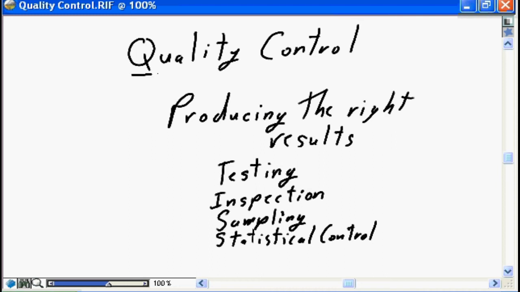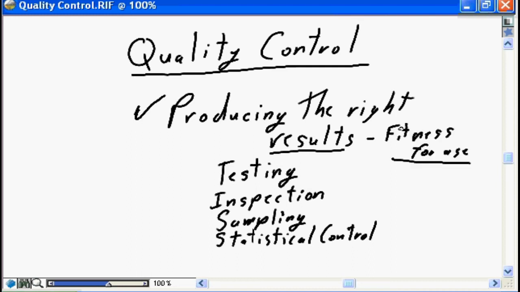Quality control is all about ensuring we're producing the right results. Quality control ensures that the deliverables being produced, that the work products being produced by the project, are providing the right results. The fitness for use, that the product of our project will in fact satisfy the business requirements and that it is usable in the organization. Quality control is validating and reviewing that we're producing the right results to satisfy the business requirements and that it is fit for use.